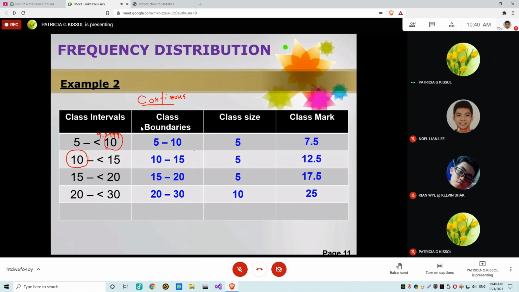Just use the same value. Is that clear? Okay. Clear. I hope you understand.